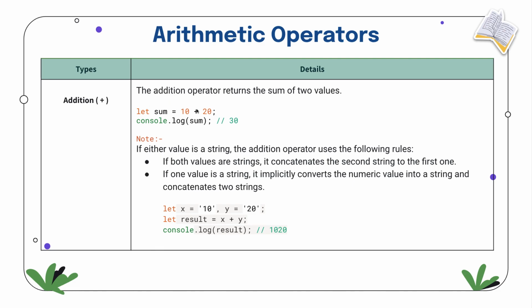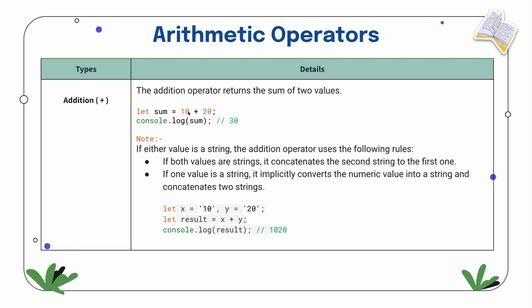We know the addition operator basically will add the sum of the two values, like you can see in the example there is sum 10 plus 20. So 10 plus 20 is nothing but 30. Okay, so this works this way, it just does the sum. But here you can observe one thing, both the values are numbers, right?